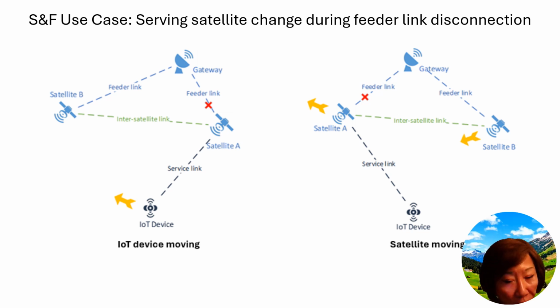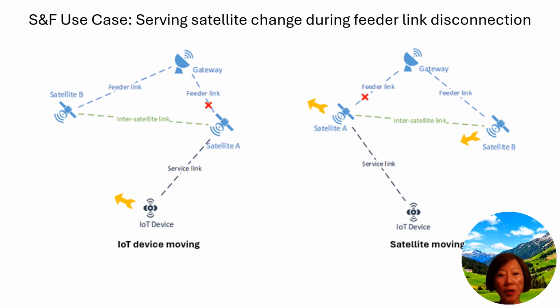We have gateways. These are ground stations that connect the satellite network to the terrestrial network. We have the service link connecting the IoT device and a satellite. We have the feeder link connecting a satellite and a gateway. We talked about these links before. We have the third link, which is the inter-satellite link, which connects two satellites.